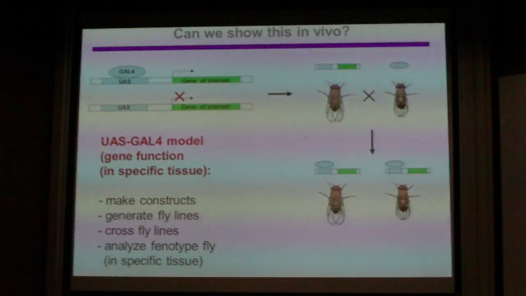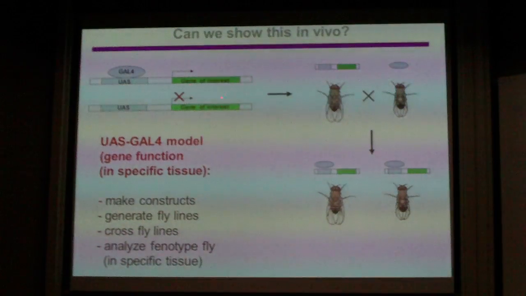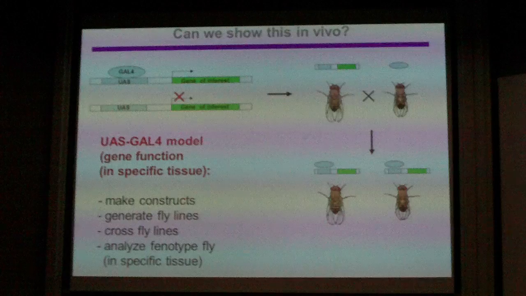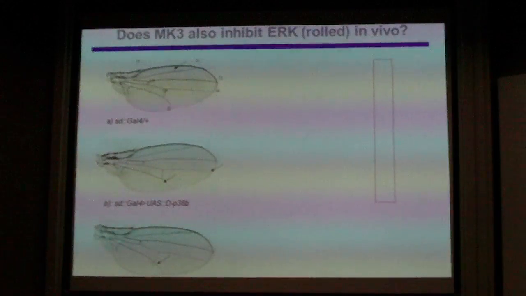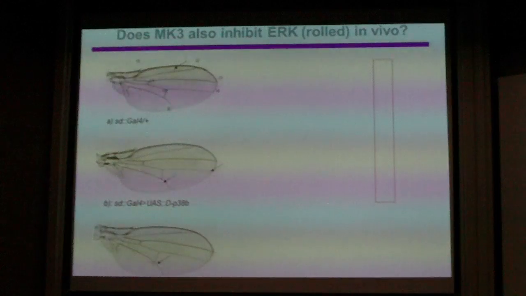And what is the nice thing about this is that you can specifically regulate in which part of your fly you will express the Gal4. So you can, for example, only express it in the wing. So that will mean that only in the wing this will happen, so that you only get expression specifically in the wing. That's what we did as the last thing for the paper.